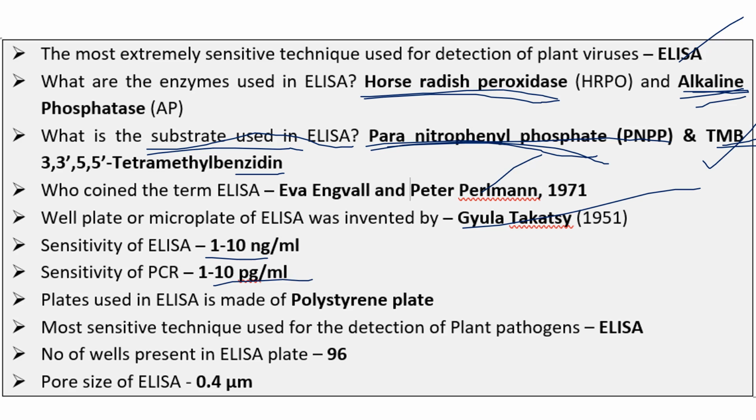What is the kind of plate used in ELISA? Polystyrene plate. The most sensitive technique for the detection of plant pathogen, again ELISA only. The number of wells is 96 and each well's volume is 0.4 micrometer, or microliter actually, it's supposed to be.